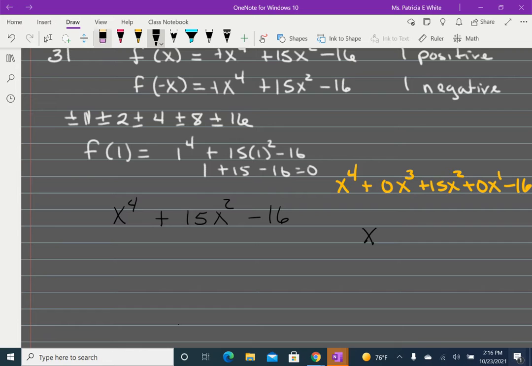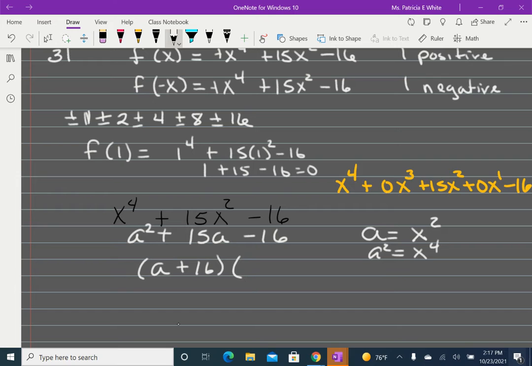And I could say a is equal to x squared. So if a is equal to x squared, I would have 15a. And if that's a squared, then a squared will equal x to the fourth, right? Now I could factor this because I have a squared, a, and 16. What can I multiply that would equal a negative 16, but would add to a positive 16? I would have a plus 16 times a minus 1.